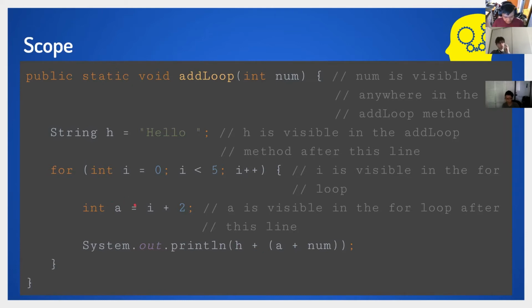But because now we have a scope inside a scope, a block inside a block, if I put a system.out.println outside of this for loop, it cannot access this a variable. It can access num, it can access h, but it cannot access a, because a is inside a scope that it's not in. That might not make much sense right now because we're just looking at text, so I think some practical examples will definitely help.